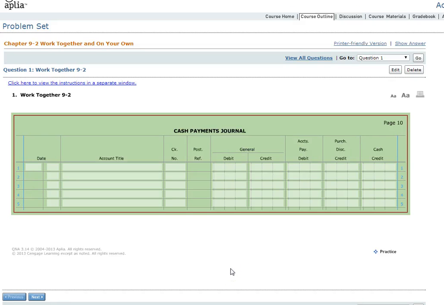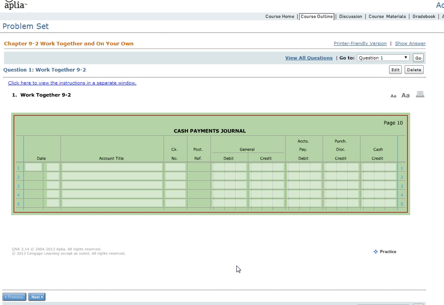Alright, 9.2. We're going to use a cash payments journal for this part. We're going to journalize cash payments, and a special journal that's used to record only the cash payment transactions is called a cash payments journal. We're also going to be working with cash discounts and purchase discounts.